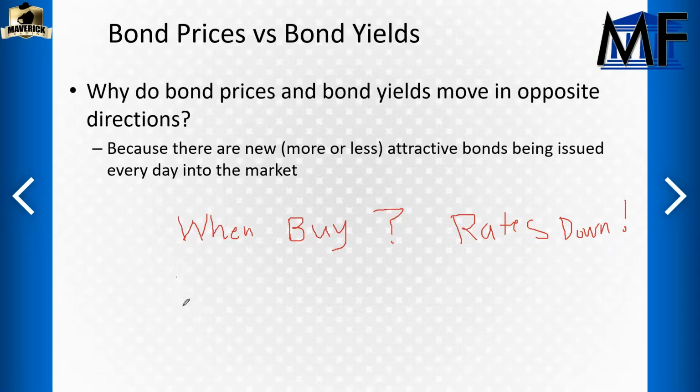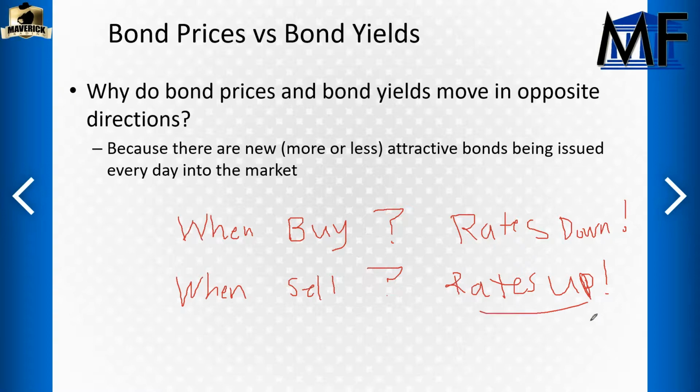Right? So when would we sell bonds? When would you want to bet on bonds going down? Well, of course, it's the opposite. If rates are going up. I don't have the best handwriting, but writing with a mouse has never been a skill of mine. So when do we sell? When rates are going up. If you felt like rates are headed upward, then bond prices are going down.